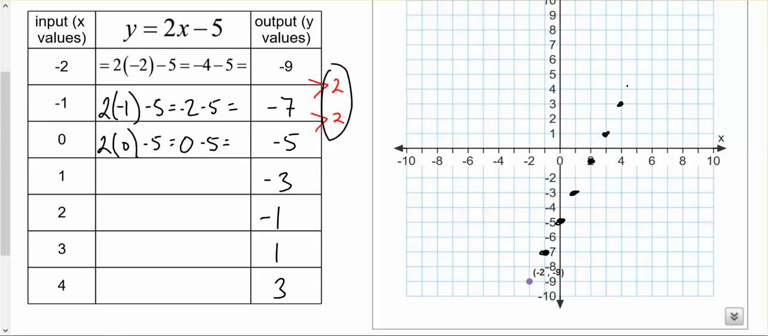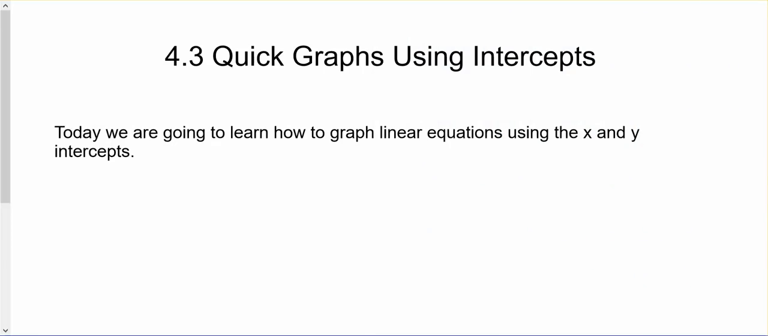And now what we've done is we can make a graph. Pretend I draw through all the points, but we can graph that line. And you guys just graphed a line. Today we're going over 4.3, quick graphs using intercepts. So this is lesson 24, quick graphs using the intercepts.